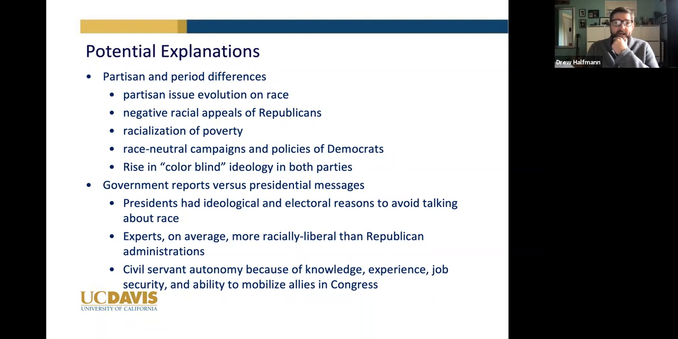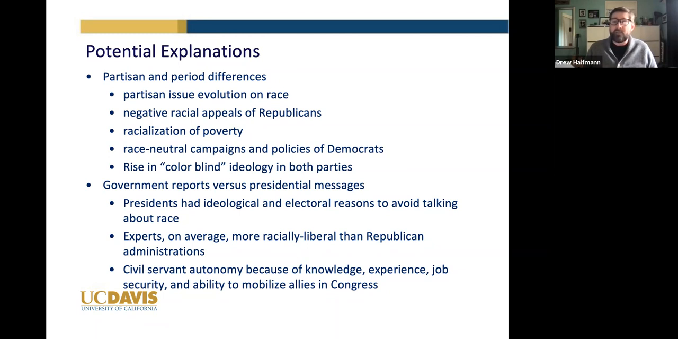Seems pretty standard. A little more interesting is the differential findings between the government reports and the presidential messages. A lot of research has shown that Republican presidents have ideological reasons to avoid talking about race. Democratic presidents have electoral reasons to avoid talking about race. So you would expect presidents to be a little bit more attuned to electoral forces than experts and bureaucrats would be. I think it's fair to say that health policy experts and bureaucrats are more racially liberal than Republican administrations.